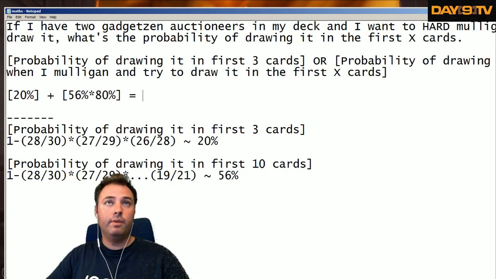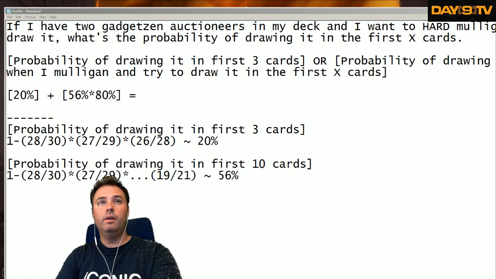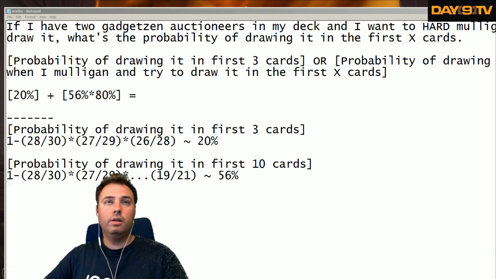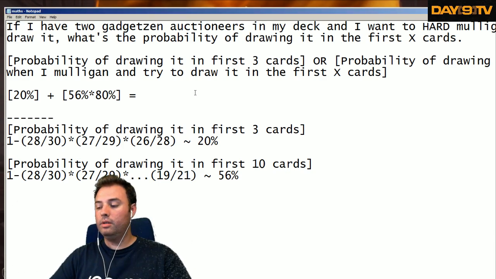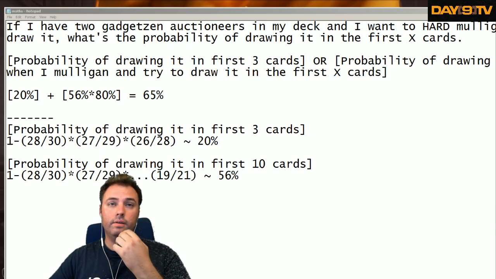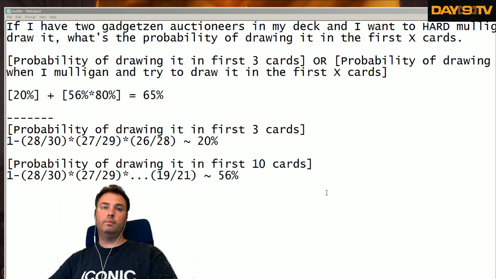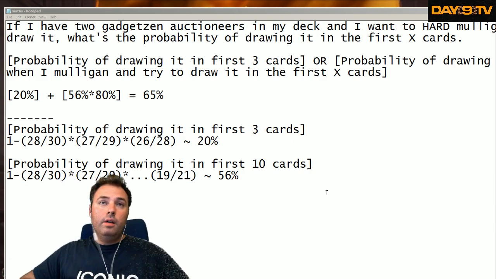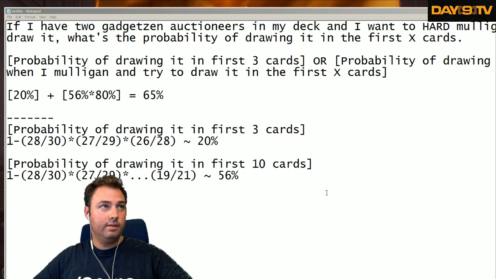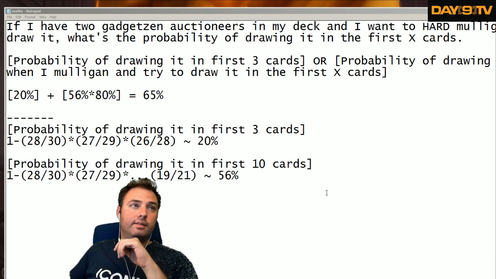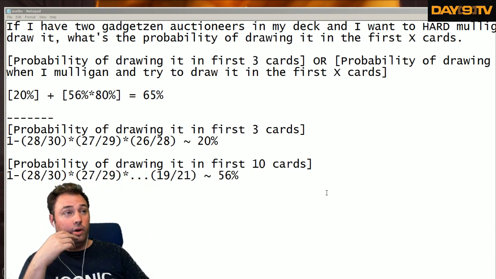And that equals some number. Let's find out what that is. 0.2 plus 0.56 times 0.8. That equals 65%. Do we get it? This is good? It's good? Cool. Tight. Sick. Dope. Boss. Neat. Nifty. Fantastic. Wonderful.